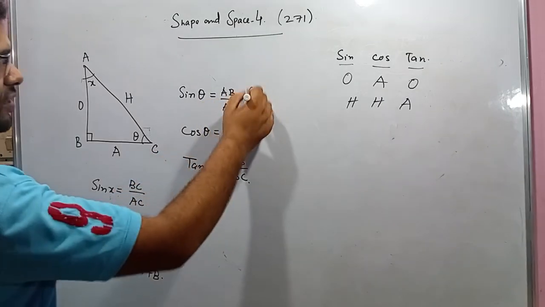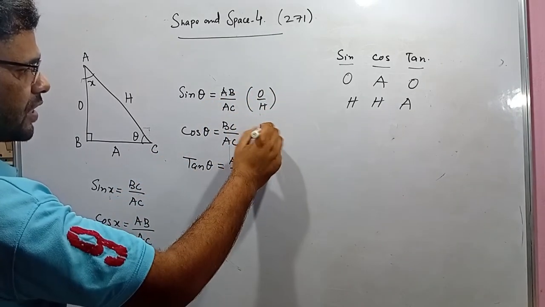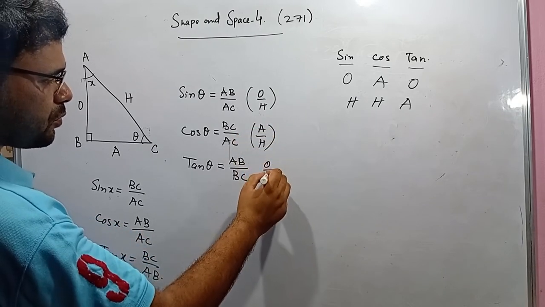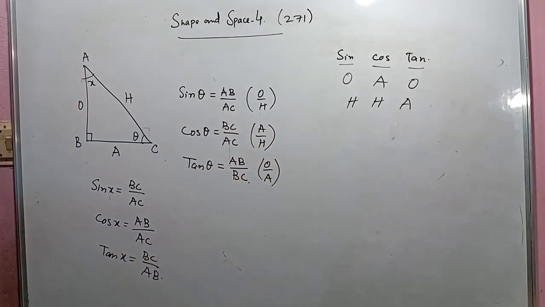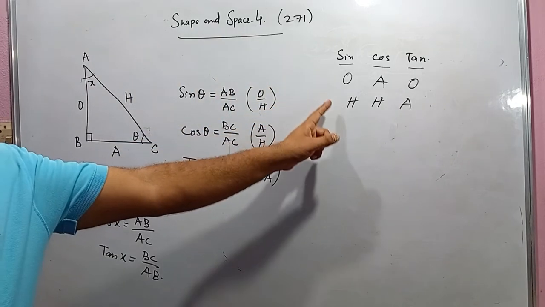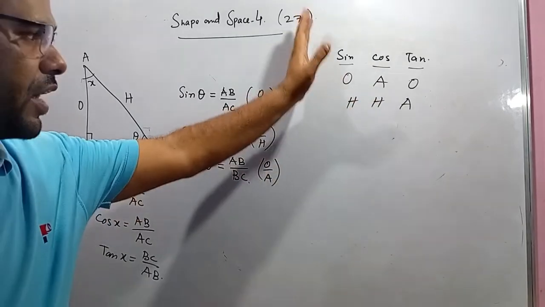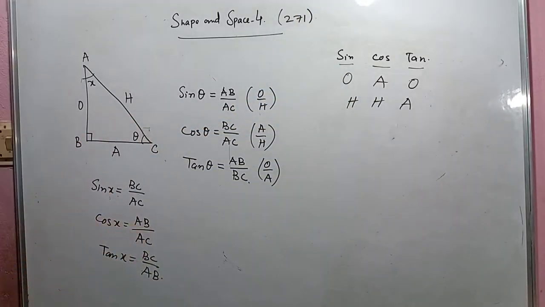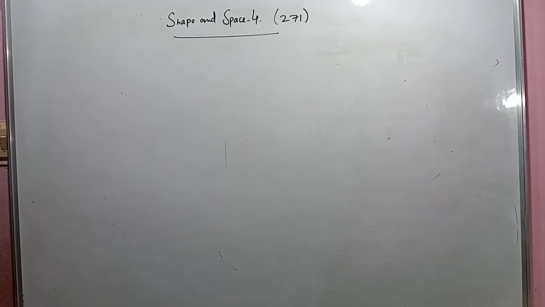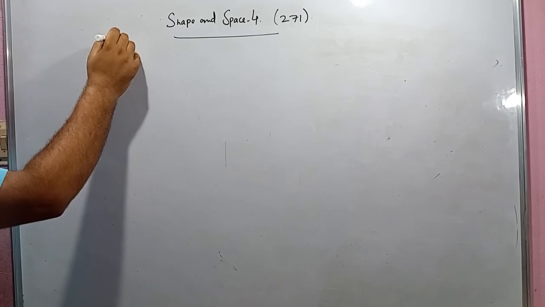So similarly, we can say this is the opposite by hypotenuse, this is adjacent by hypotenuse, this is opposite by adjacent. Whenever we are doing the problems from Shape and Space 4, we know there is the application of sin, cos, tan, and other trigonometric ratios. So always write on the left side of any rough page sin, cos, tan, OAO, HHA, so that it will be easy for us to do the problems, to understand and to learn, and to speed up writing the solutions. Now directly coming to Exercise 1 star. Exercise 1, sorry.